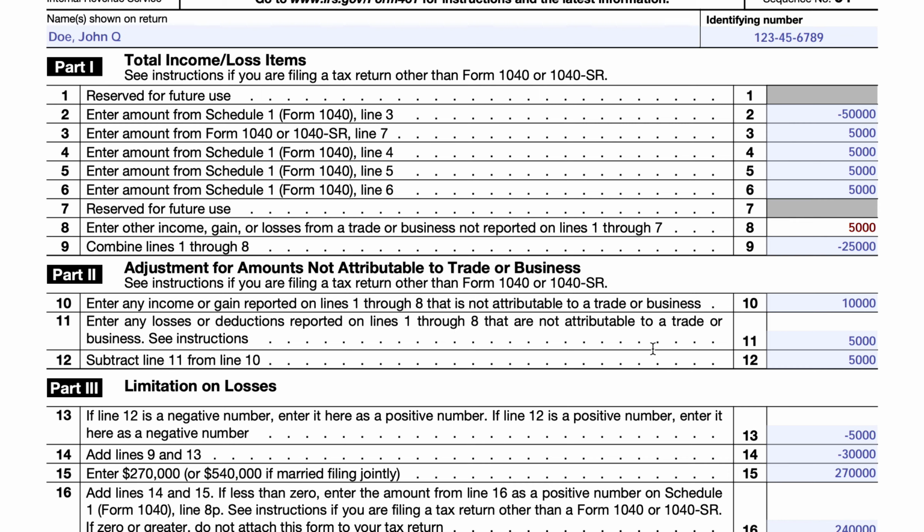So in part 2, we're going to make adjustments for any amounts that were not attributable to a trade or business. So you don't have to specify anything, but if there was a capital gain because you sold your house, that wouldn't be attributable to your trade or business. Or if it was personal investing and you're not in the business of that investing, then it's technically not attributable to your trade or business, and you would back that out. So income or gain, we put in $10,000. In line 11, we're going to enter any losses or deductions.